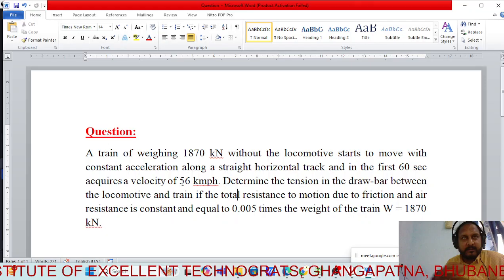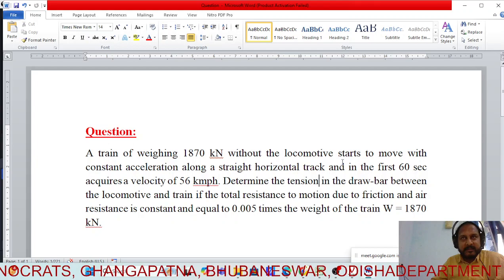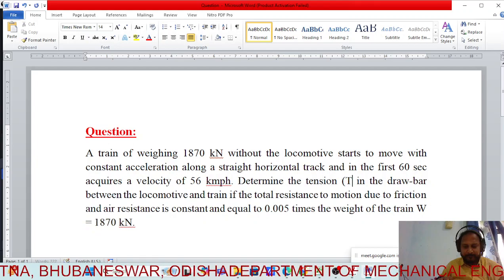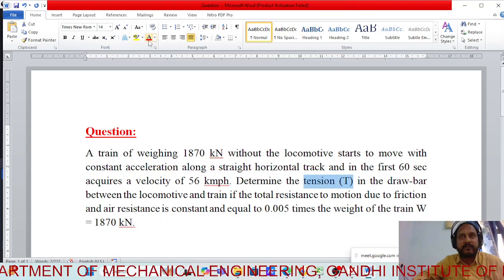So here our main idea is to find out the tension, and how are we designating the tension? That is capital T. Clear? So we have to find out the tension T in the drawbar. What is a drawbar actually? Drawbar is actually the connection between the train, or you can say the train bogies.